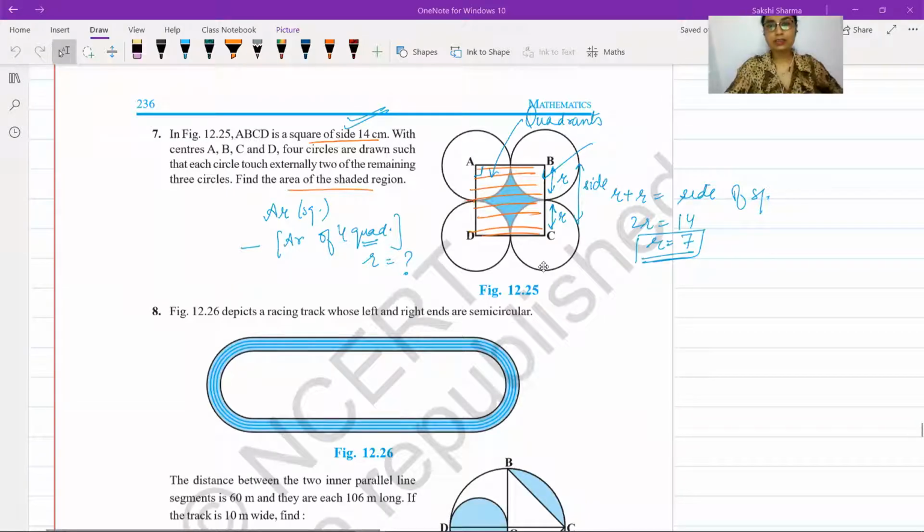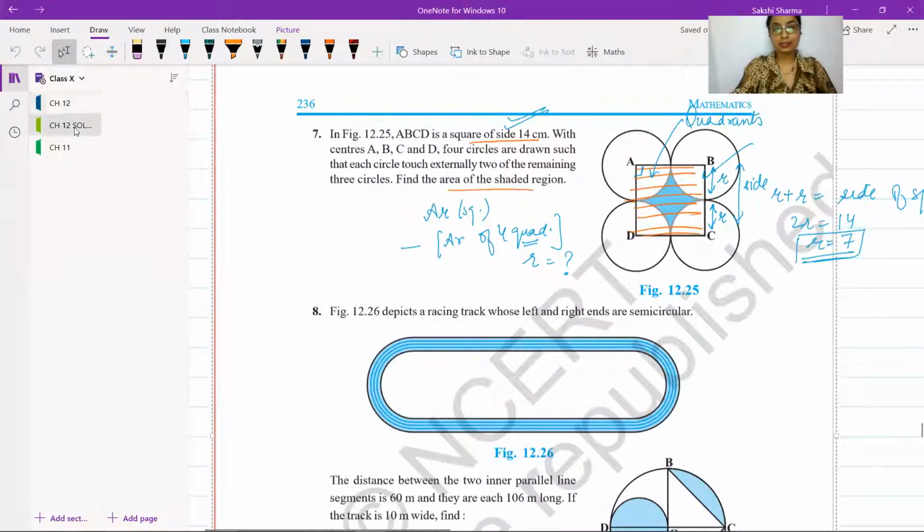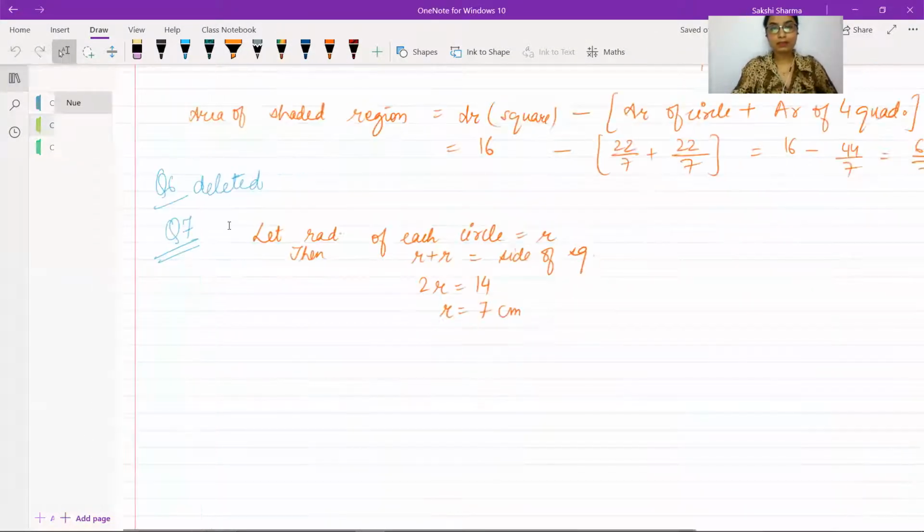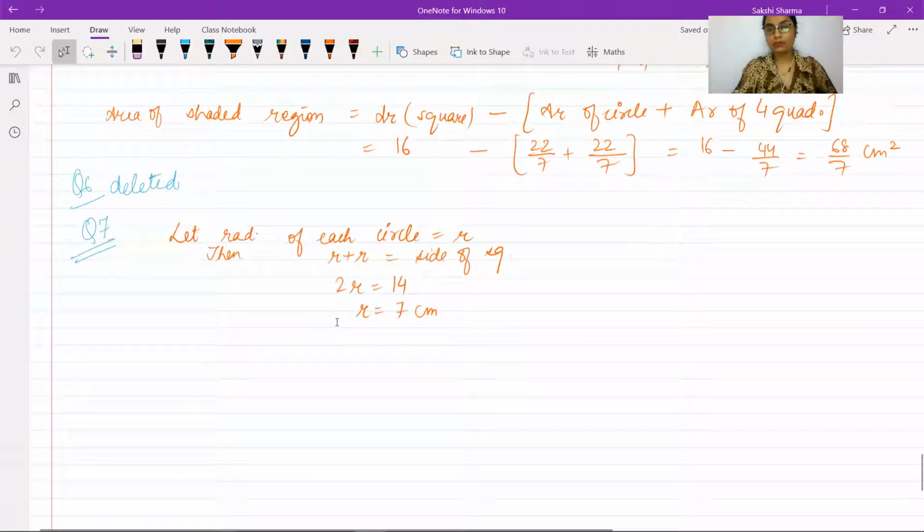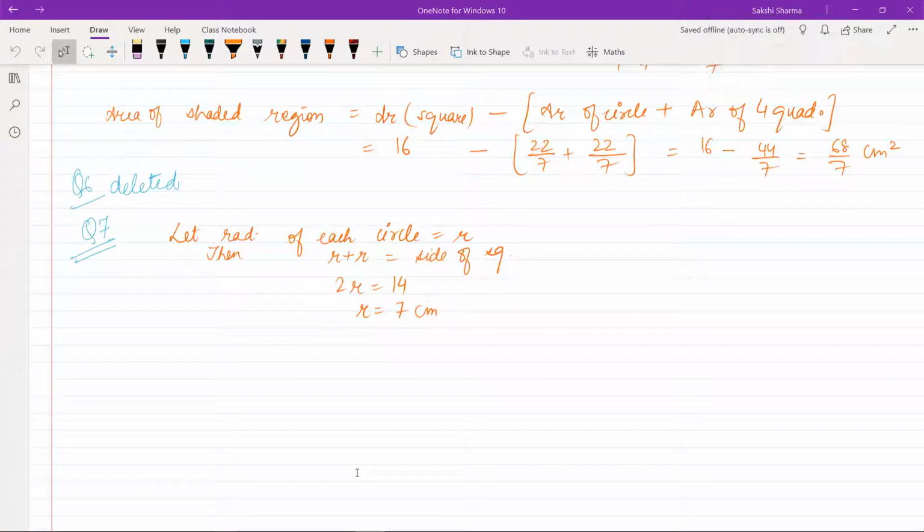Okay. This is the question we were doing yesterday, question number 7, and I was about to write the answer. Maybe some of you have already completed the answer on your own. We have the radii of the two circles together equal to the side of the square. From there, we are able to find out the radius of each of the circles drawn at the 4 corners of the square.